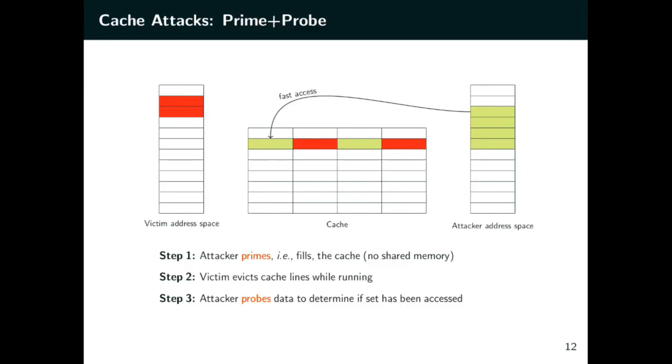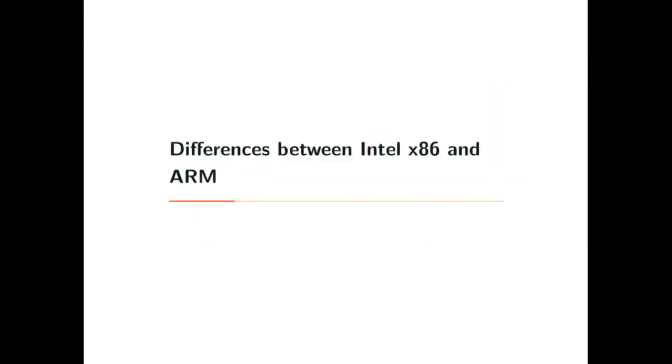So it's going to probe data it previously put in the cache. So here on the first line, that's a fast access because data is still in the cache. And on the second line, it's a slow access because the victim has evicted one cache line of the attacker. So the attacker now knows that, okay, the victim accessed some cache line that resides in this precise cache set. And now Moritz is going to tell you about the differences between Intel x86 and ARM.